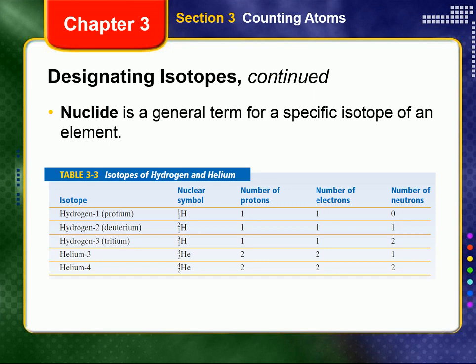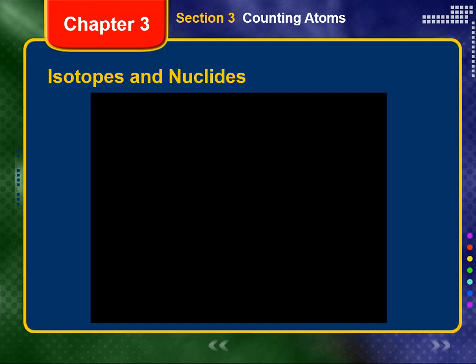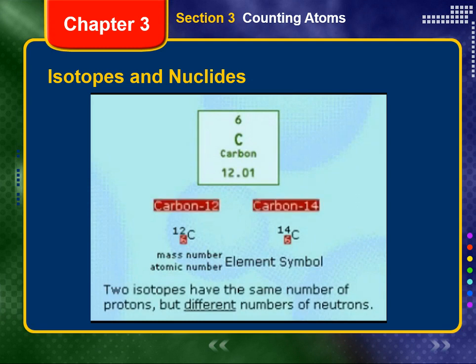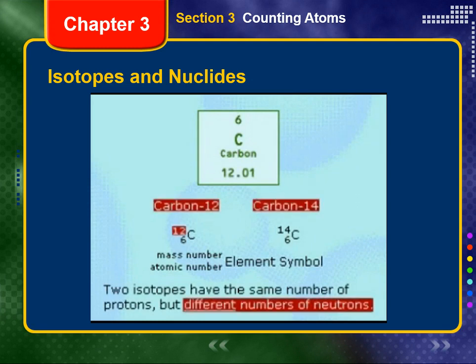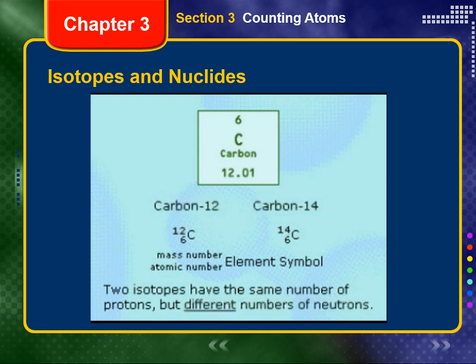Table 3-3 on page 77 of your text, or on the screen now, gives the names, symbols, and compositions of the isotopes of hydrogen and helium. Nuclide is a general term for any isotope of any element. We could say that Table 3-3 lists the compositions of 5 different nuclides. Notice that carbon-12 and carbon-14 have a different number of neutrons. We call these different carbon atoms isotopes.